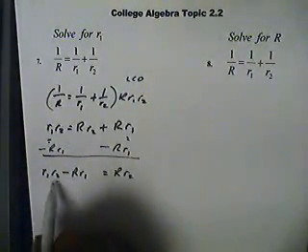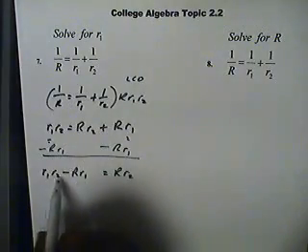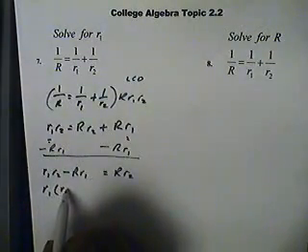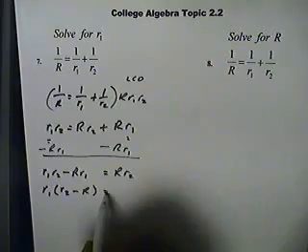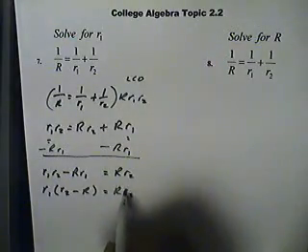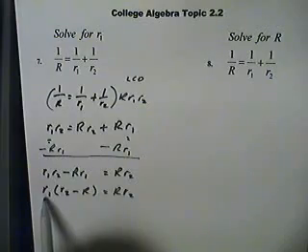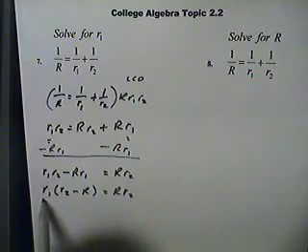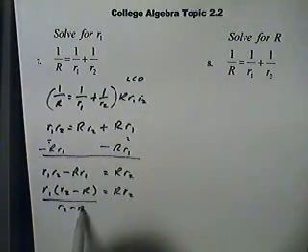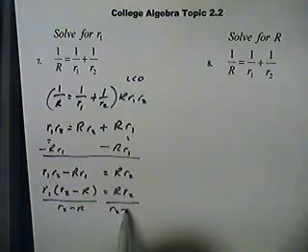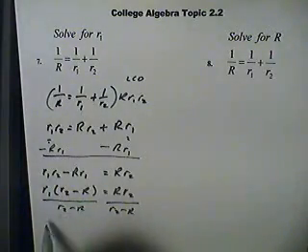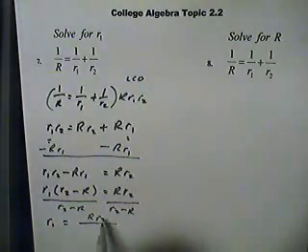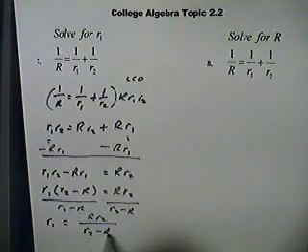Okay, now that we have the R1s on the same side, we can factor those out. So the greatest common factor will be R1 times (R2 minus R), and all that equals R R2. Now, to get the R1 by itself, we're going to divide everything by R2 minus R. R2 minus R, and on the other side, R2 minus R. These cancel, and we get R1 equals R R2, all over R2 minus R.